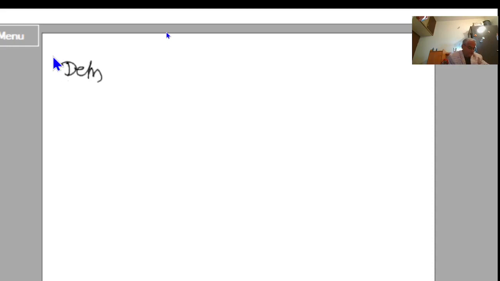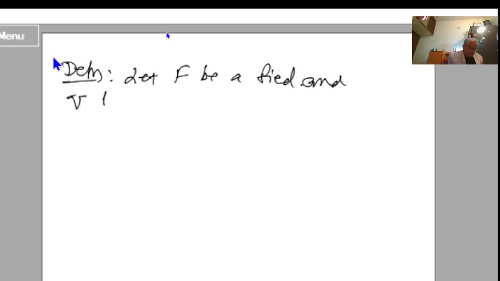Definition of a vector space is, let F be a field. Okay, F be a field, and V be a non-empty set. Okay, there is no relation between the field F and V. F is a field, V is any other set. V is any non-empty set.